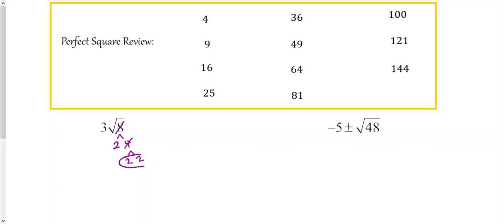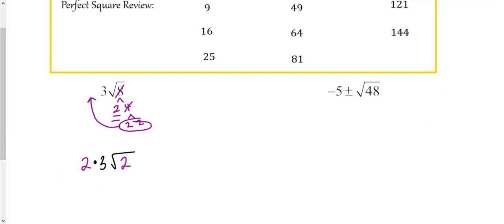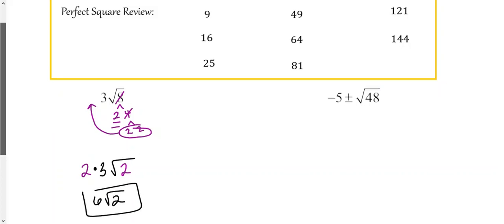So I've now found a group of 2's. They are going to the outside. So I have 2 on the outside times the 3 that is already there, square root, and I still have a 2 left over. Then all that's left is to simplify my outside. So 2 times 3 is 6, and we still have that square root 2. And that is our simplified version.